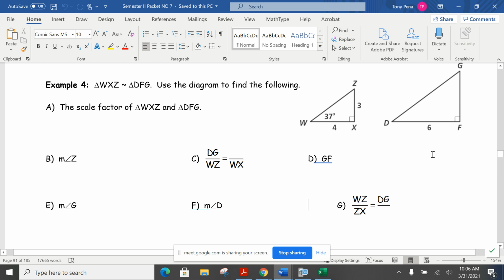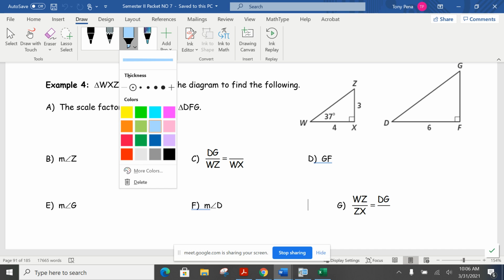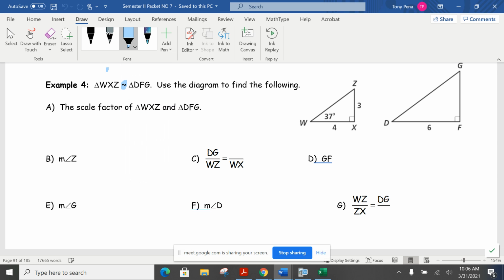All right, so example number 4, you're given 2 triangles, and then you were told that they're similar. If you remember when we started talking about the idea of similar, that's this little weird squiggly sign. So the triangle on the left is similar to the triangle on the right. That means their angles are congruent, and their sides are at an equal ratio through each corresponding side.